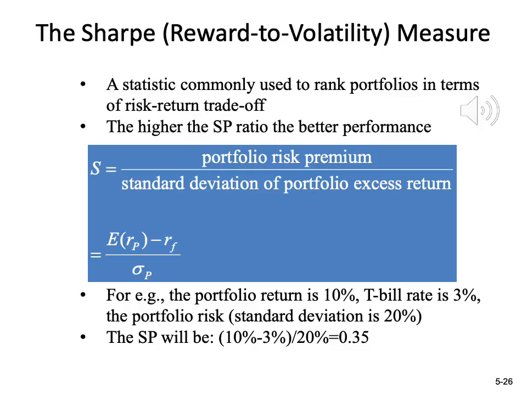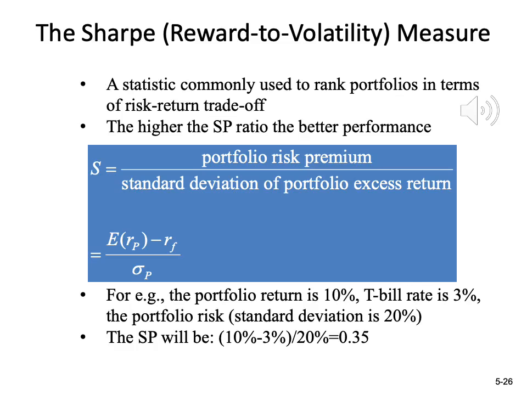In investments, we love returns, but we hate risk. How do we measure the trade-off between the return and risk? The Sharpe ratio, or the reward to volatility measure, is a very important measure to measure the portfolio performance. It is defined as the portfolio risk premium over the standard deviation of portfolio excess return.